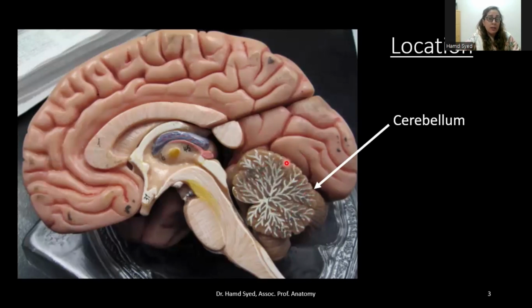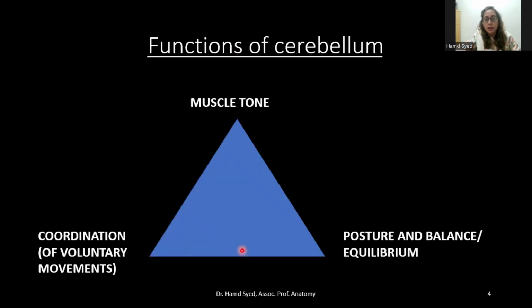And it is located in the posterior cranial fossa, and it is lying behind the fourth ventricle, pons, and upper part of medulla oblongata. So, like I told you, its function is coordination of voluntary movements, maintenance of posture and balance, and also it is responsible for the maintenance of the tone of the muscles.